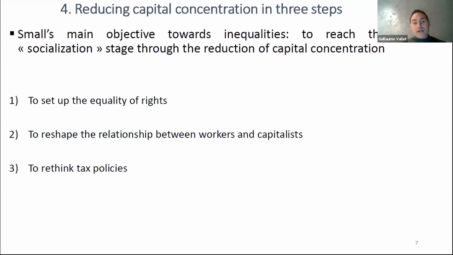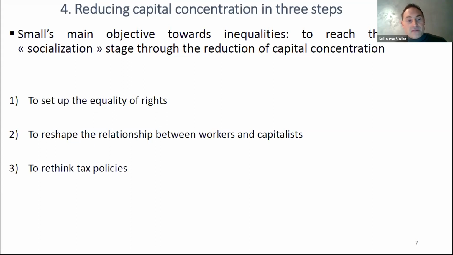Second, as we said, but here more specifically, Small was in favor of the creation of cooperative councils operating within companies. This was a way to reshape the relationship between workers and capitalists. Through these councils, workers and capitalists would reshape the concept of property, reconsidering tool capital and management capital while avoiding problems arising from the concentration of finance capital.